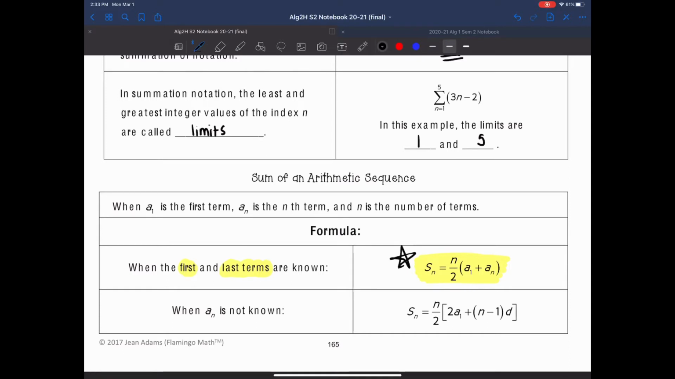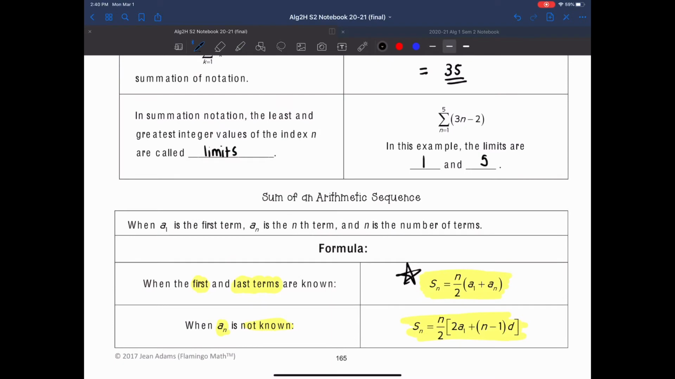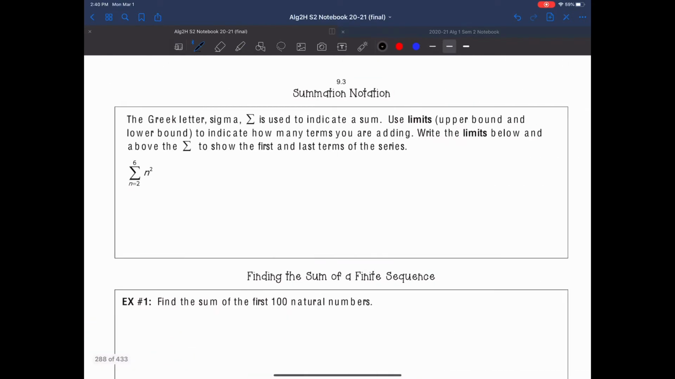Now, the second formula is for when a sub n is not known. So, for example, if we don't know how to find the nth term of the sequence, this is the formula we're going to have to use. We have S sub n is equal to n divided by 2 times the quantity 2 times a sub 1 plus n minus 1 times the common difference d. And again, this is the formula we use if we do not know what a sub n is equal to. All right, with that being said, let's move on to the next page where we are going to look a little bit more closely at summation notation.